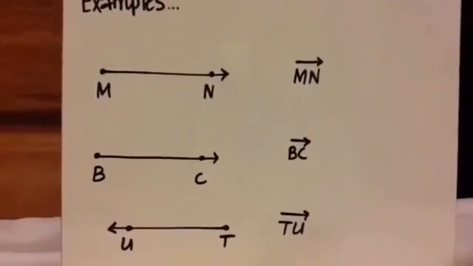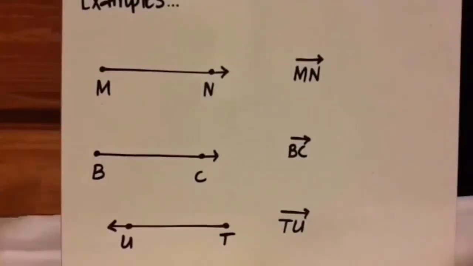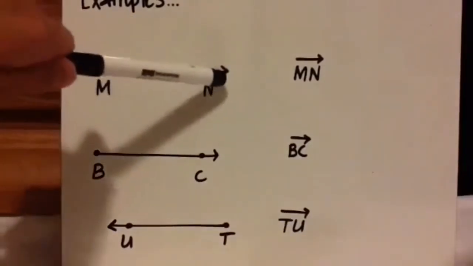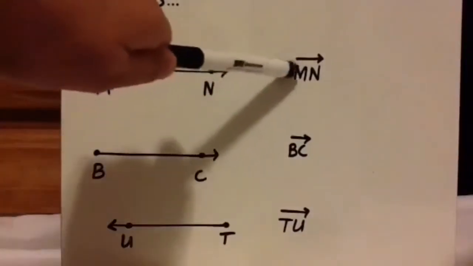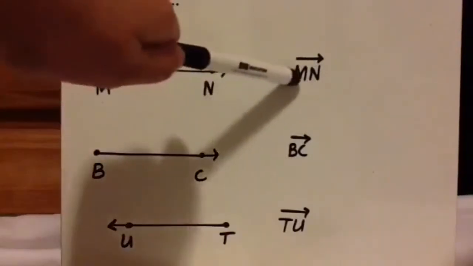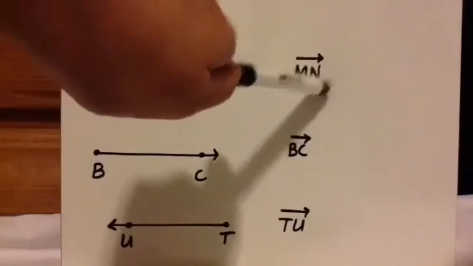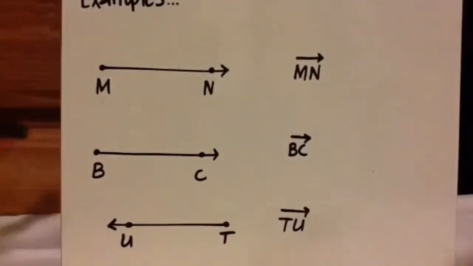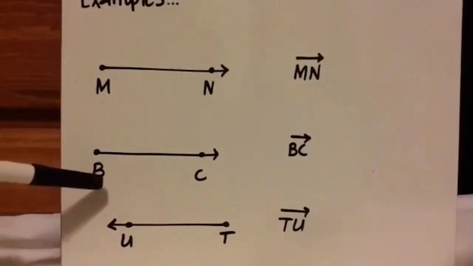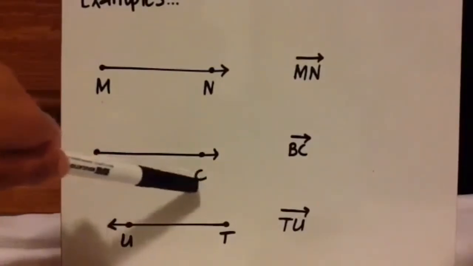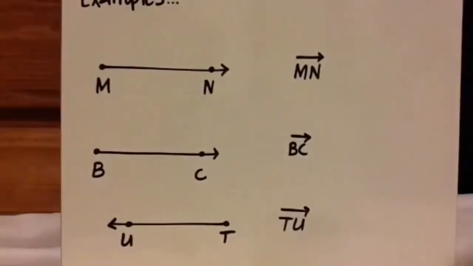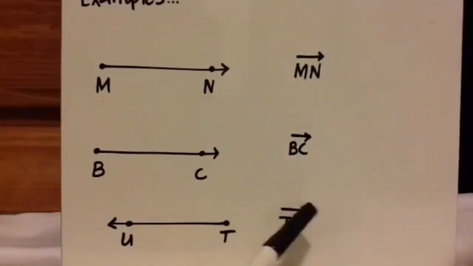Okay, time for some examples. Let's look at the first one. So we know this is a ray because there's a point here and it's forever going on the other end. So you call it ray MN. And you have to make sure the starting point comes first and then the ending, the forever never ending part, on the next part. Over here, this is ray BC. B is the starting point, C is forever, so BC. Now notice this one. It starts at T and then forever goes this way. So you would write TU and you would show the arrow this way.